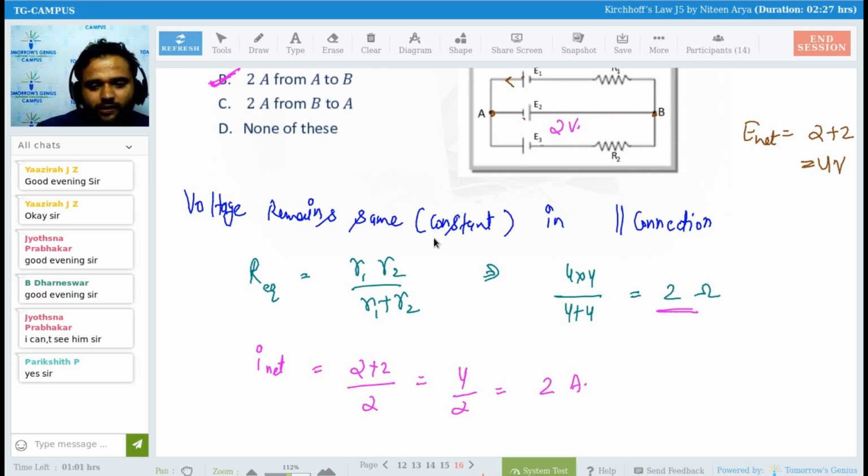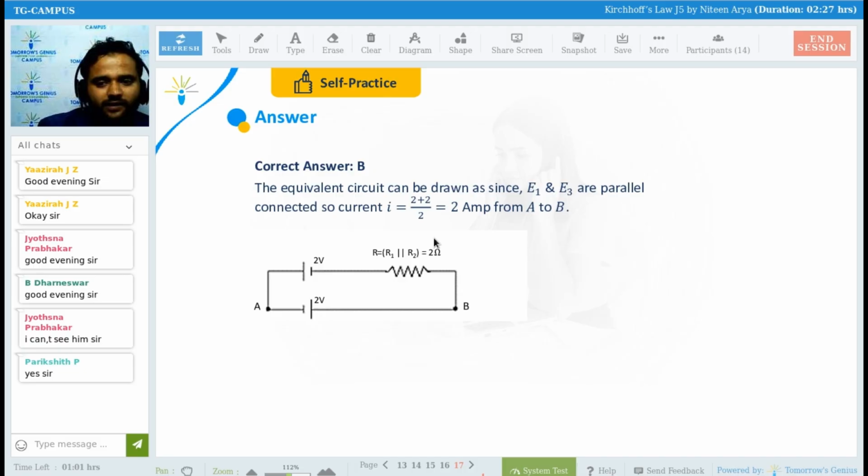Okay. Is this clear, everyone? And this is the proper written answer. The equivalent circuit can be drawn as, since E1 and E3 are in parallel. So the current between A and B, I equals 2 plus 2 divided by 2. This is the way you can see that. This is just R equivalent, which is the parallel combination of 1 and 3, and the voltage remains the same in between 1 and 3.